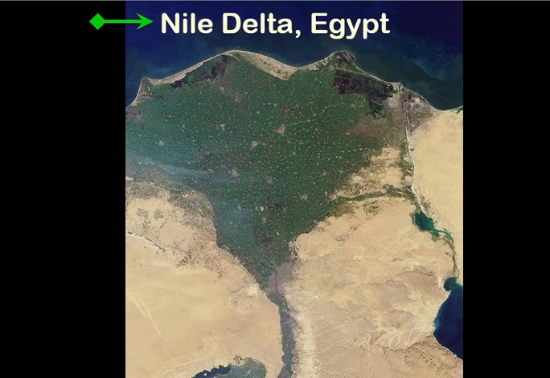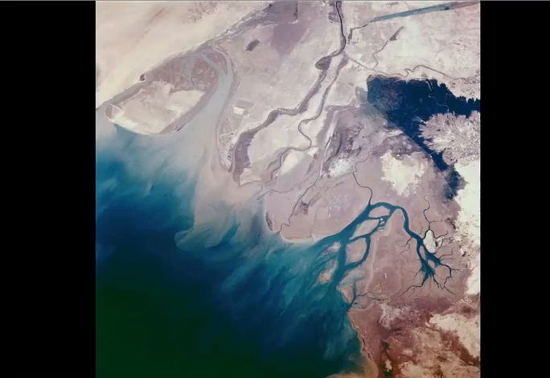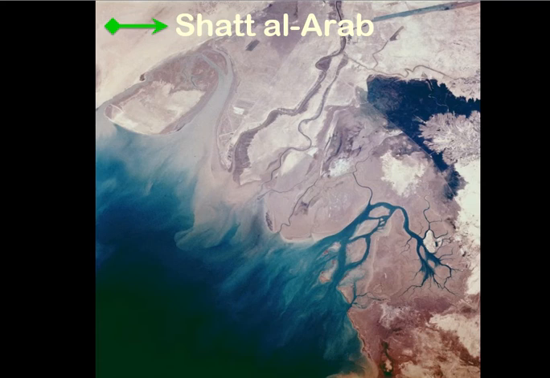One of these is, of course, the Nile Delta, which is a whole lot of detritus, mostly actually from Ethiopia. Here is the Shatt al-Arab, which is where the Tigris and Euphrates flow to. And here you can see sediment from the Taurus and Zagros mountains.